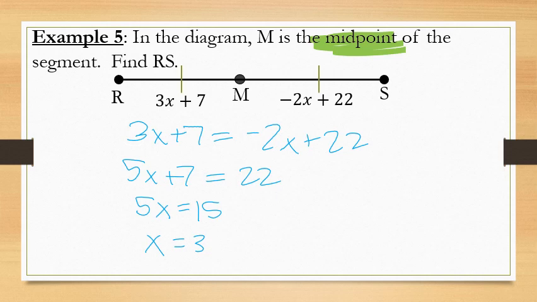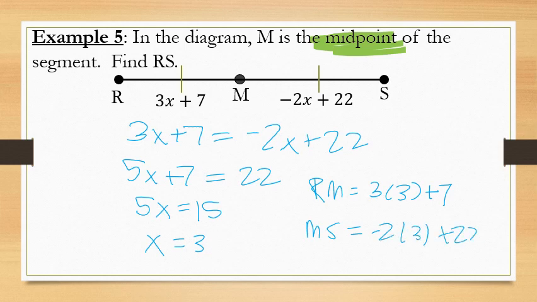So now I can substitute 3 back in for x. RM is going to be 3 times 3 plus 7, and MS is going to be negative 2 times 3 plus 22. If I work both of those out, they both end up being 16, so it doesn't matter which one you did, because they should both be the same.